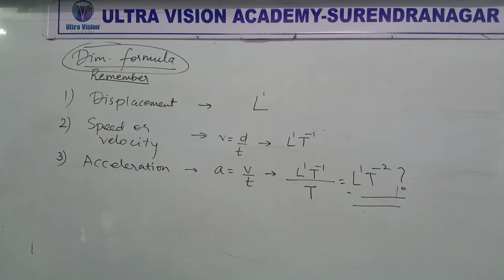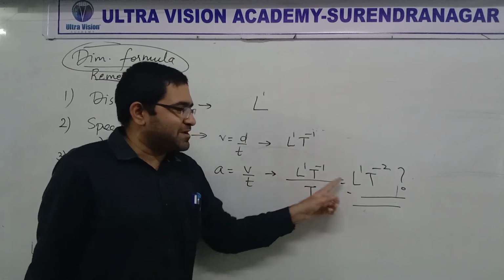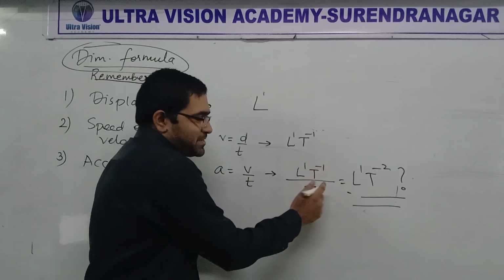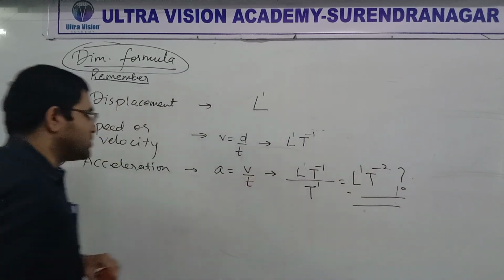Power is subtracted in division. Easy. 11th 12th physics is all easy, right? You just have to do it the right way. So it's easy. Don't try to mug anything up unnecessarily. So we got L raised to 1, t raised to minus 1, so minus 2.